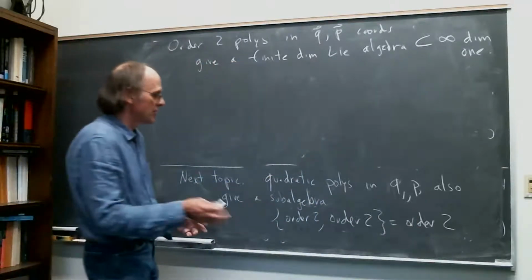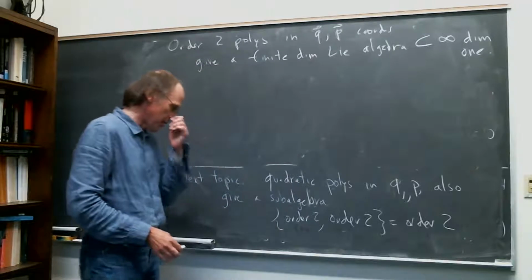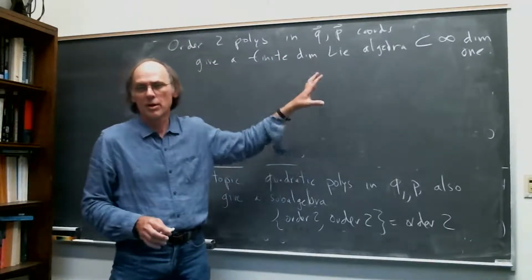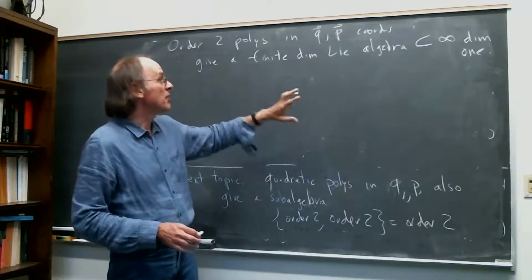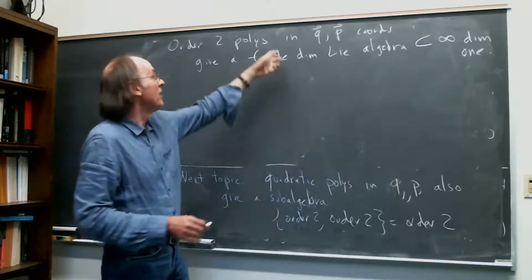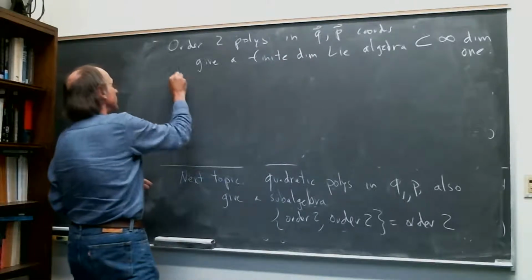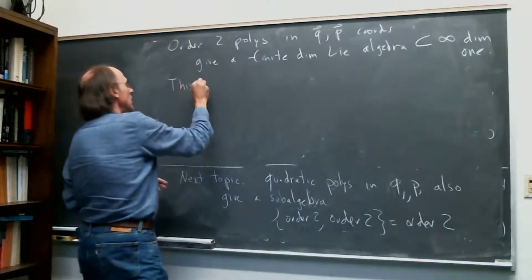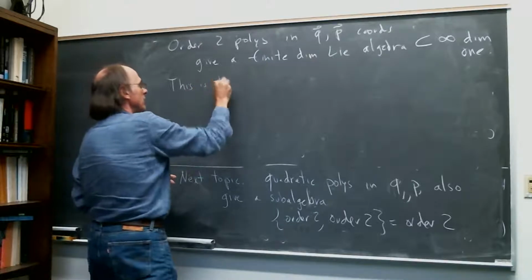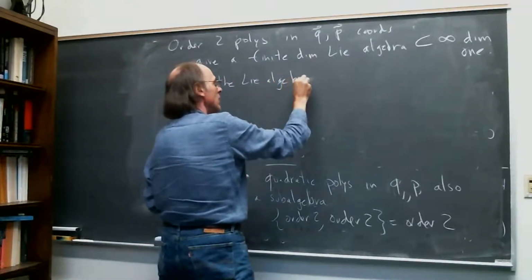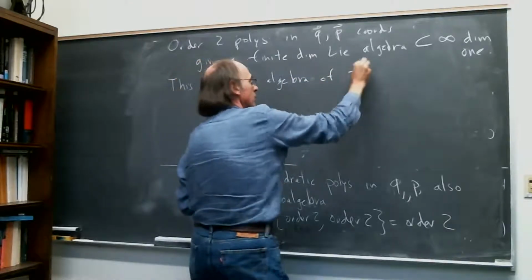So the only really interesting finite dimensional subalgebras are the Heisenberg subalgebra, which we already know about, and then this one. And this one has a name: it is called the Lie algebra of the symplectic group.